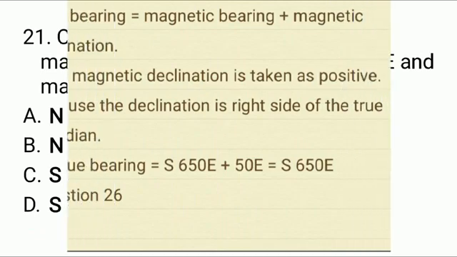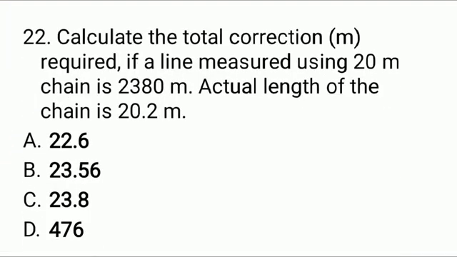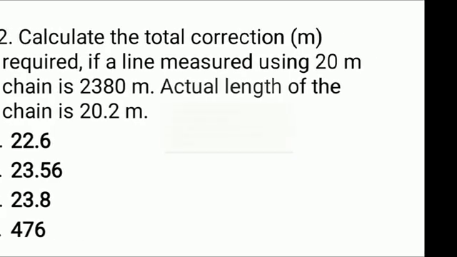Next question. Calculate the total correction required if a line measured using a 20 meter chain is 2380 meter and the actual length of the chain is 20.2 meter. So here there is an error in the chain, and we have to find the actual length. I have also made a solution for this.